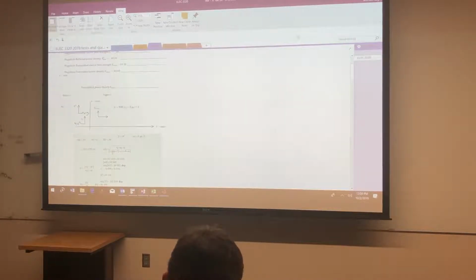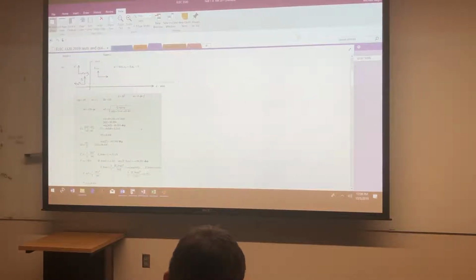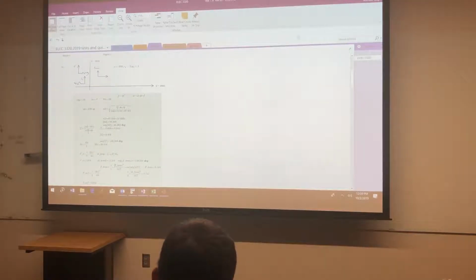I called it eta 2. And it's just j omega mu naught over sigma plus j omega epsilon relative epsilon naught. It's straightforward. We've done this a lot of times. So after you get that, magnitude and angle, or you could leave it in rectangular. After that, the next thing you had to do is get the reflection coefficient. That's just eta 2 over eta 1.